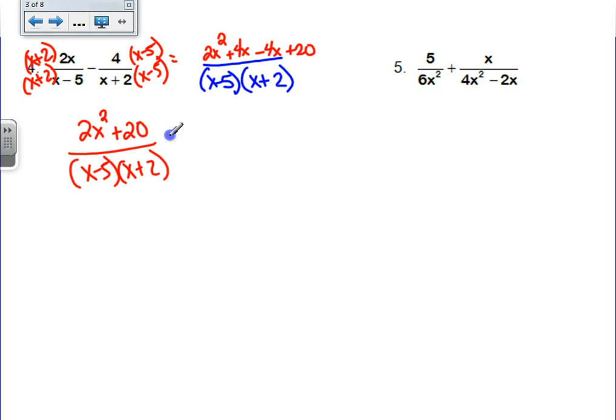Now technically this won't reduce anymore, but just for good habit, I would like you to factor out the common 2, because sometimes when you take out that common term it will factor, and then like on the last problem we saw something might cancel.